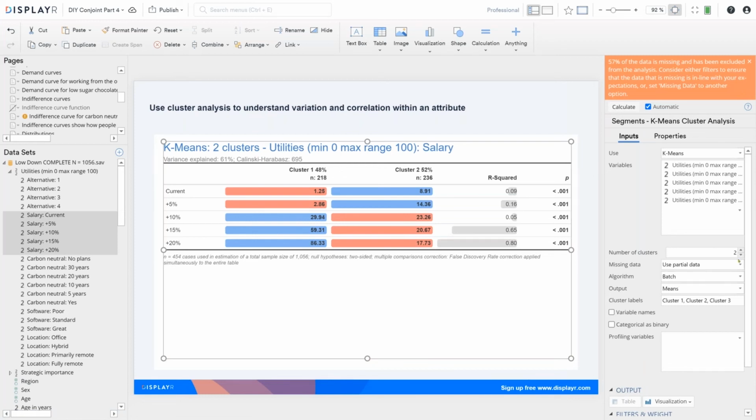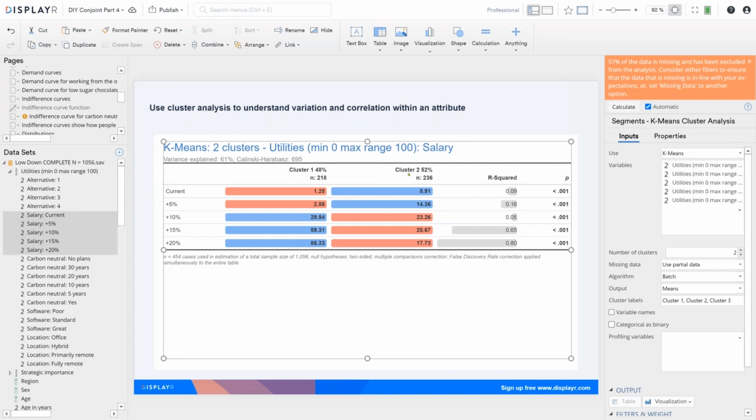Now, with two clusters, which is the default, we're finding here that cluster 1 have really high utility. Remember, the highest they could have is 100, which is if everybody found this the most important thing. They've got a high utility of 86. And we see lower levels of salary equate to lower levels of utility, so that makes a bit of sense. And as we talked about before, this 10% is much more appealing than the 5%.